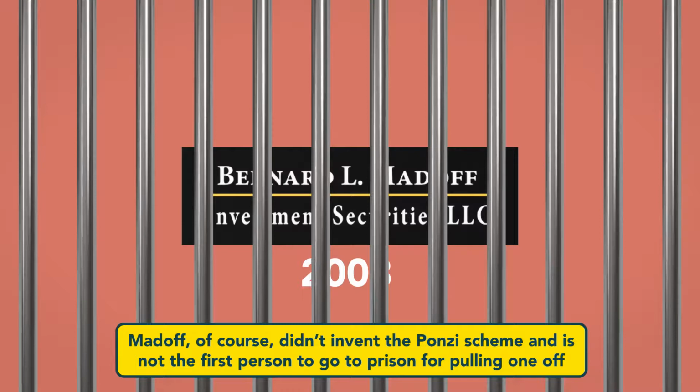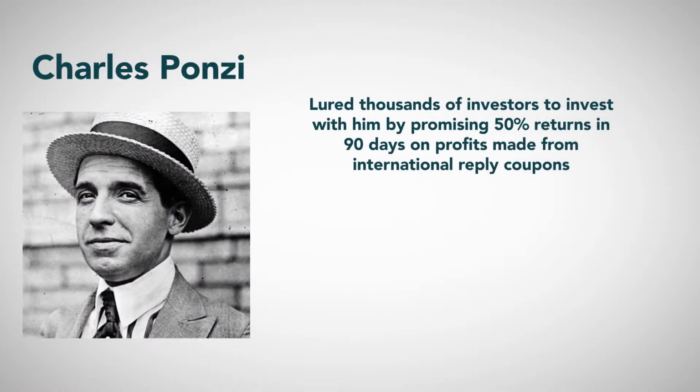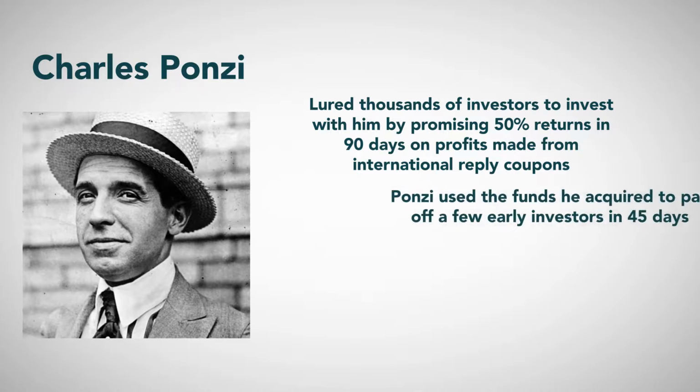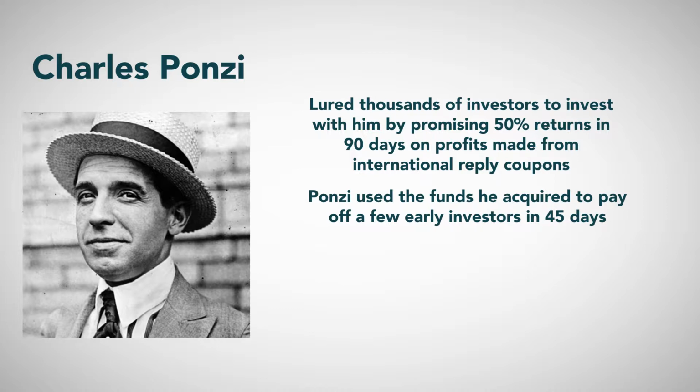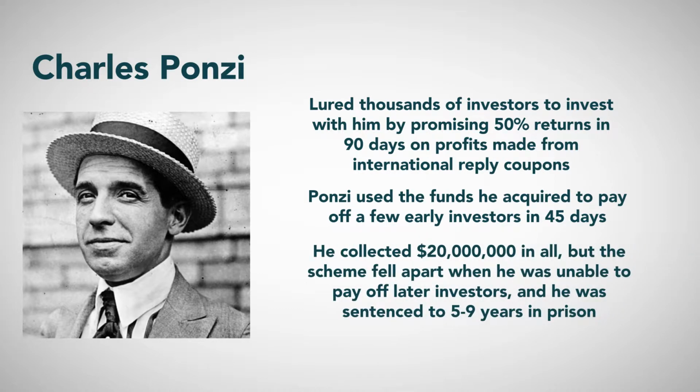Madoff, of course, didn't invent the Ponzi scheme, and is not the first person to go to prison for pulling one off. Charles Ponzi, the namesake of the scheme, lured thousands of investors to invest with him by promising 50% returns in 90 days on profits made from international reply coupons. Ponzi used the funds he acquired to pay off a few early investors in 45 days. He collected $20 million in all, but the scheme fell apart when he was unable to pay off later investors, and he was sentenced to 5 to 9 years in prison.